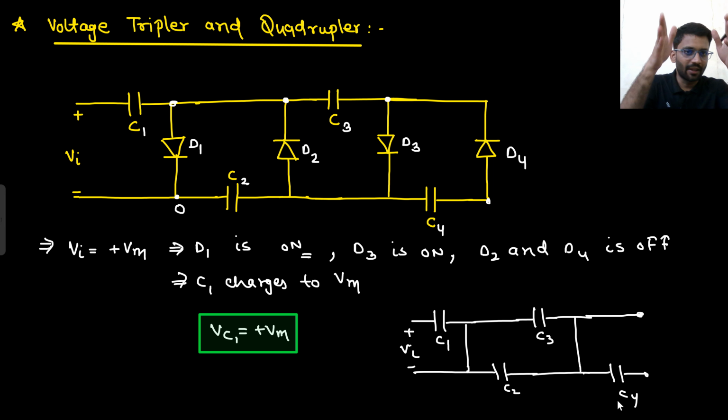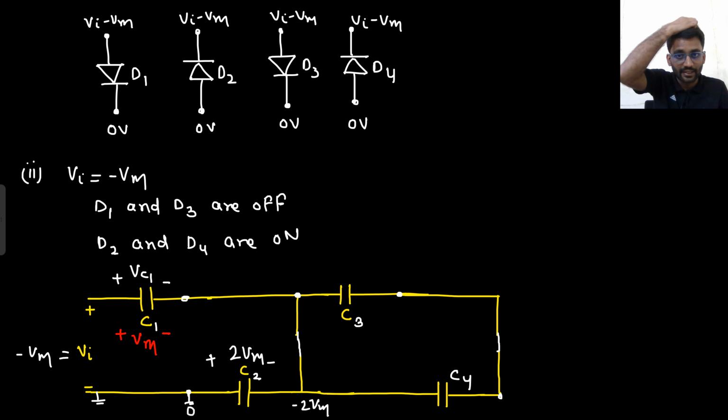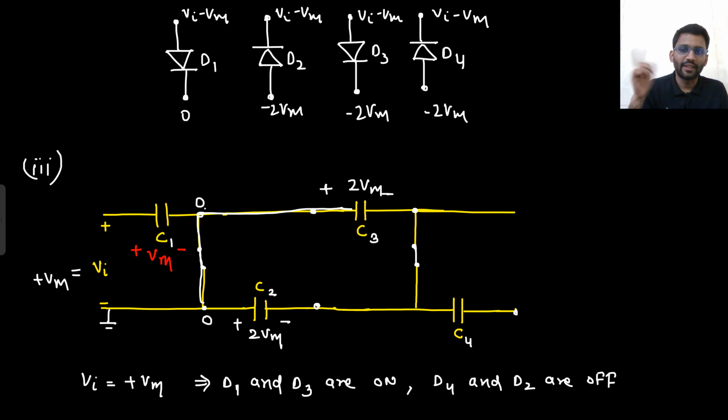But since they are in a pack, C3 and C4 will not get charged. This will be the condition. Now C2 will get charged to minus 2Vm. In the next cycle, plus Vm would come. So by that I will get to know that my D1 and D3 are turning on, rest are off. Now the same potential that C2 is having will be given to C3. So that will also be 2Vm.